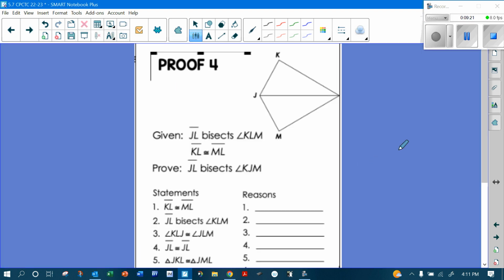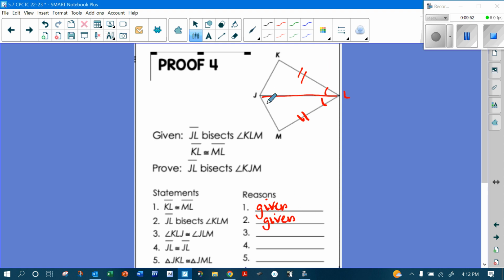All right, number 4. Given segment JL, so this is a L. I accidentally cut it off when I screenshot. I apologize. JL bisects angle KLM, so that means this angle is equal to this angle. So this is given. Okay, KM is congruent to ML, that's given.